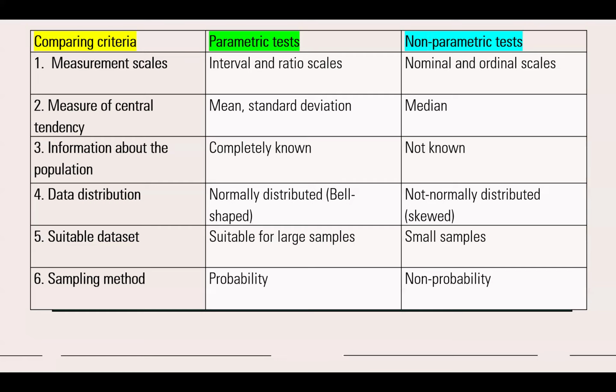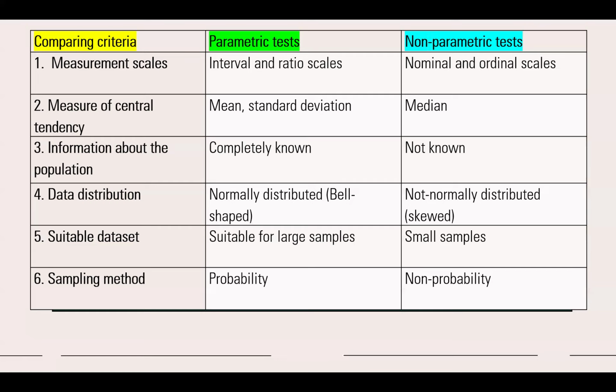Then the second comparing assumption criteria is the measure of central tendency. If you tend to have mean and standard deviation on your data set, then it's better you use parametric tests. But if your data set is more towards median, then non-parametric test. In terms of the information, normally the information about the population of the data set is known. It's completely known. If it is known, then it's good for you to choose parametric tests. If it is not known, it's better you use non-parametric tests.